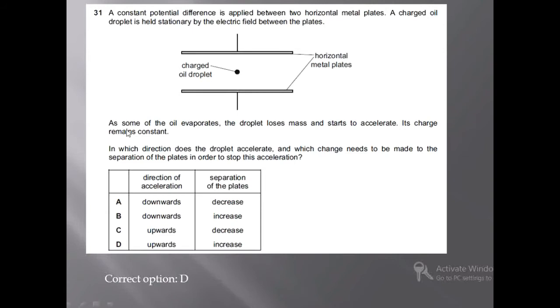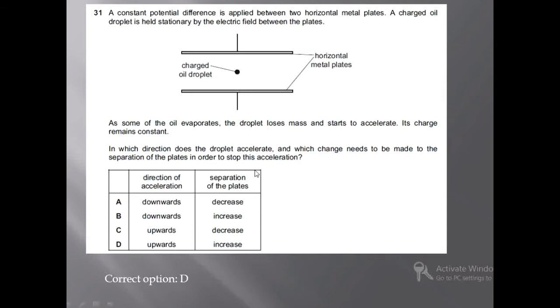The question further says, as some of the oil evaporates, the droplet loses mass and starts to accelerate. Its charge remains constant. In which direction does the droplet accelerate, and which change needs to be made to the separation of the plates in order to stop this acceleration?